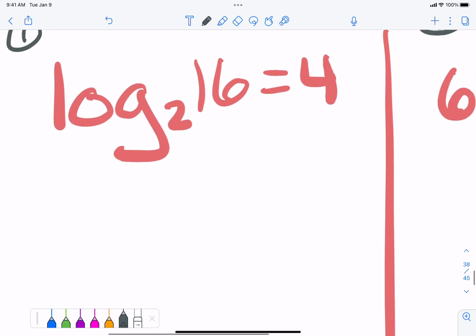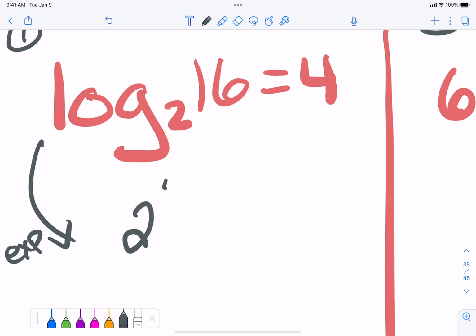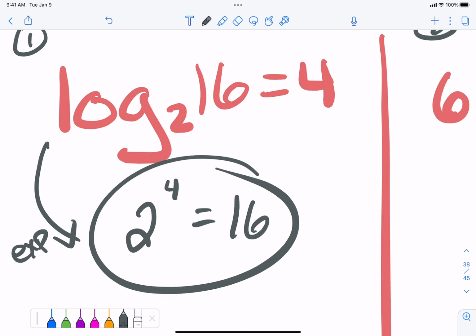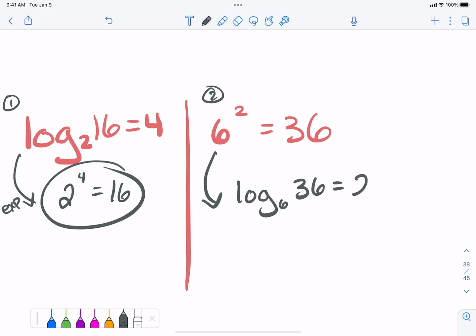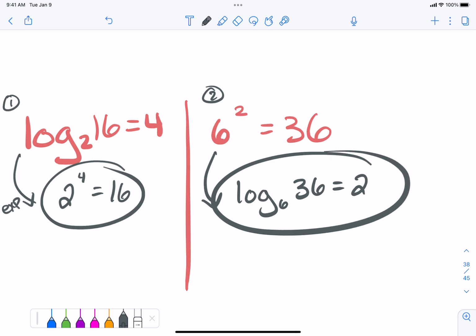Gordon, this one. If you make it an exponential function, what's the base? 2 to the 4 equals 16. That's all I want you to do. Okay? This one needs to be made into a log. So what's the base of the log? 6. Log base 6 of 36 equals 2. That's all I want you to do. Got it?